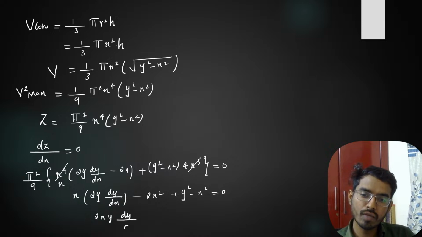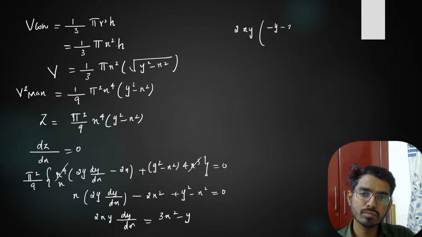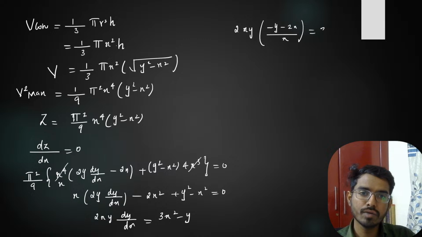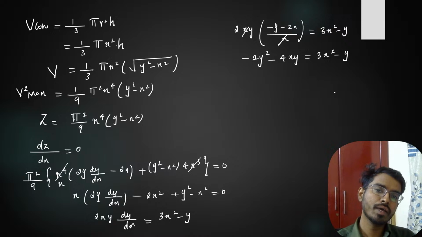So 2xy dy by dx is equal to minus 2x square minus 3x square minus y. So we have 2xy, what is dy by dx? Minus y minus 2x by x is equal to 3x square minus y square. One x will get cancelled. So 2y into y is minus 2y square. 2y into minus 2x is minus 4xy, equal to 3x square minus y.